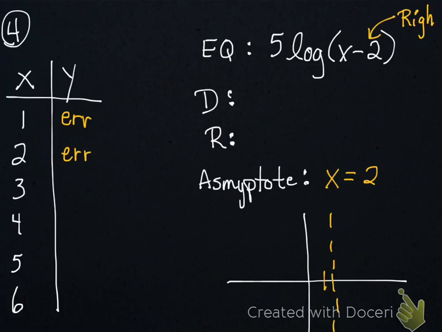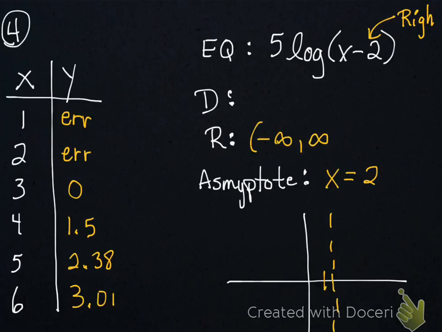Now let's look at some other values. At 3 we get a 0. At 4 it's 1.5. 5 is 2.38. You could have used 2.4. It's fine. 6 is 3.01. Now obviously I can't graph to that level of detail, but that's okay. We already know our range is going to be from negative infinity to positive infinity because it's a log function. And since the asymptote's at 2, I'm going to go from 2 to infinity.